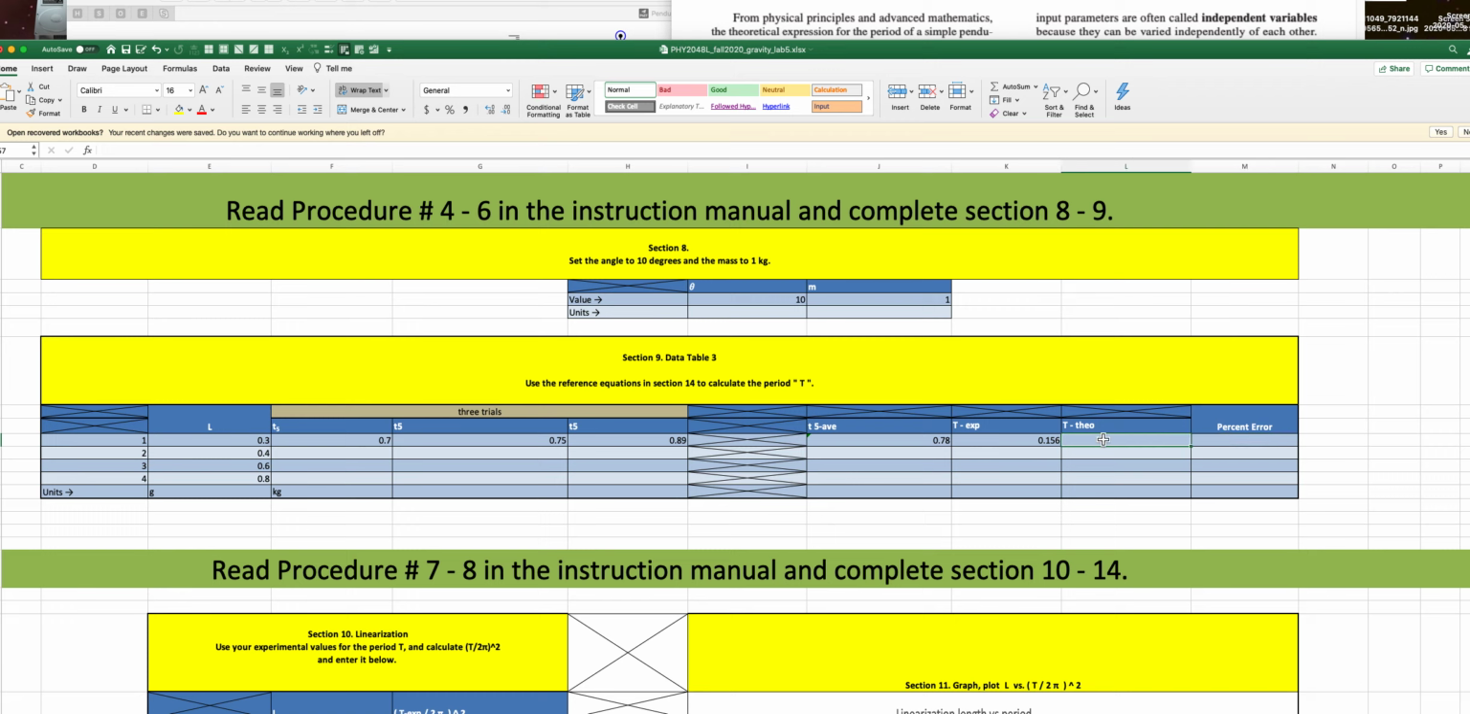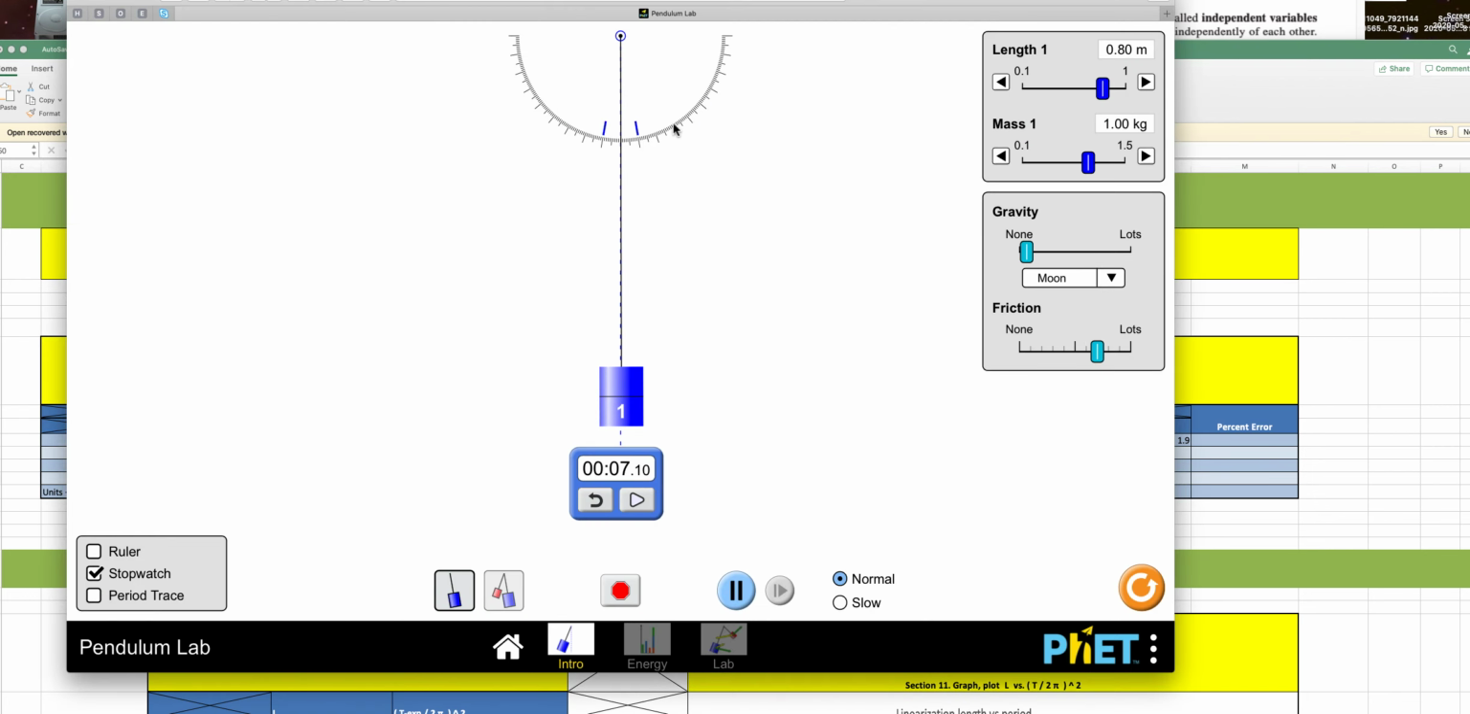So let's say that this was 1.9. This is going to be the percent difference between these two numbers here. And then you're going to repeat what you just did here for the different masses, for 0.8 or 0.6 and then 0.4.